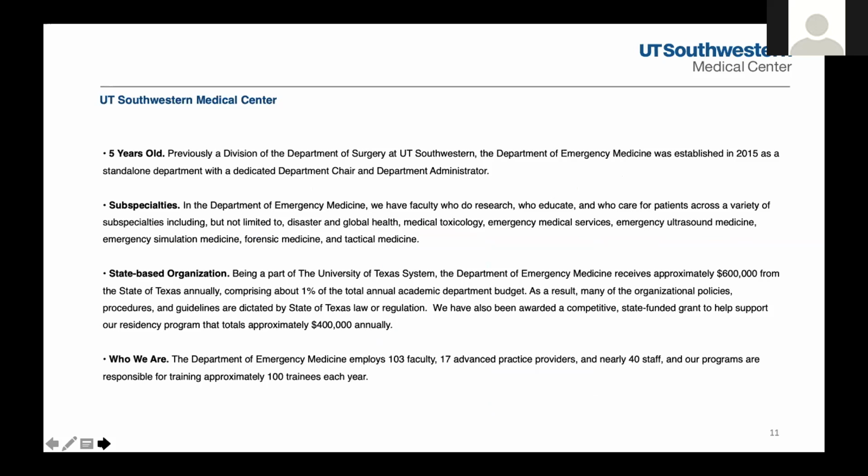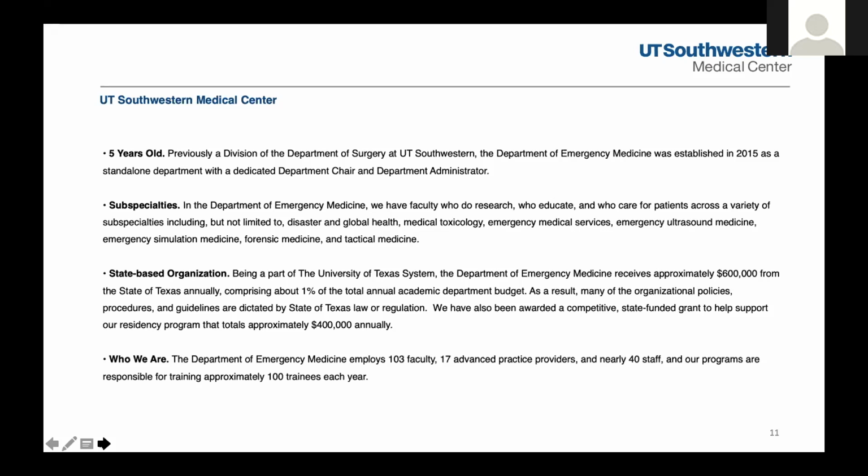Within the Department of Emergency Medicine now, we have a number of subspecialties represented: disaster and global health, medical toxicology, emergency medical services, ultrasound, simulation, forensic medicine, tactical medicine, and we're growing all the time. We're in the process now of establishing a sports medicine section, which will actually be a section of a division that exists within the department. We have a couple of faculty who are working in critical care environments as intensivists for about half of their effort. We're trying to leverage that into having a subspecialty there.